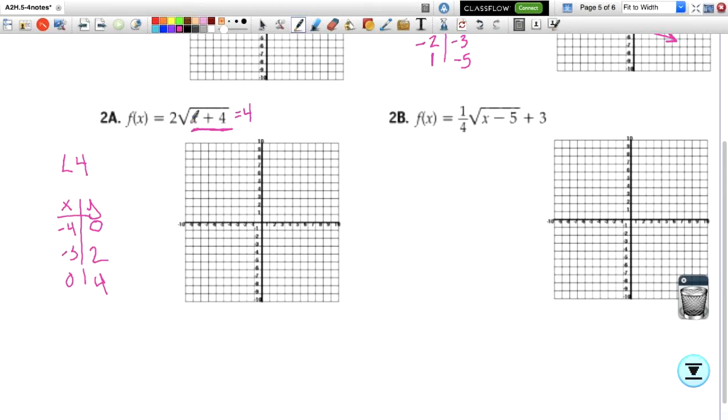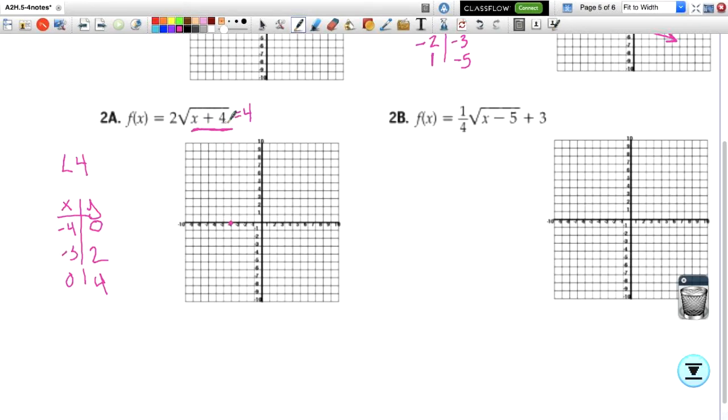If I take negative 4 and plug it in here, negative 4 plus 4 is 0. Square root of 0 is 0. 0 times 2 is 0. So I'm going to go negative 4, 0. Which honestly, folks, that's my left 4, right? That's where it starts.